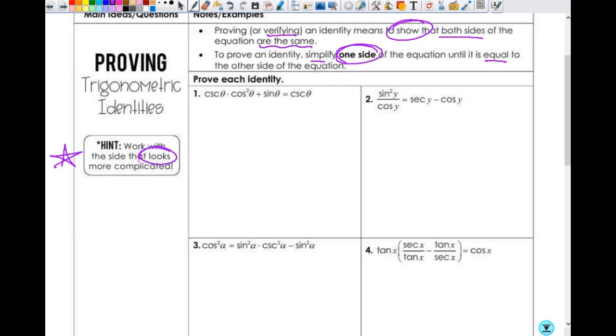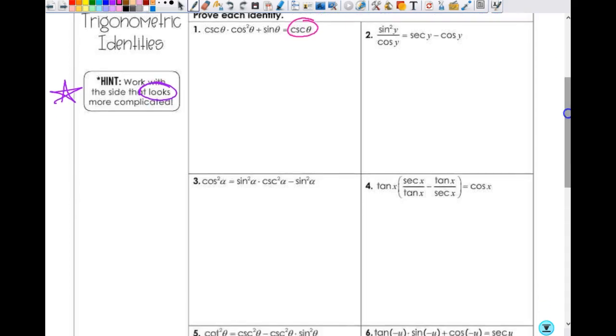So it's kind of a matter of opinion, but basically it's easier to get the more complicated looking one into something simpler than the other way, because then you have to kind of guess at what to put in. So if we look at number 1, would you say that the left-hand side definitely looks more complicated? Yes, okay. So we're going to start with the left-hand side. Our goal is the right-hand side. Okay, so that's what we're trying to get it to.